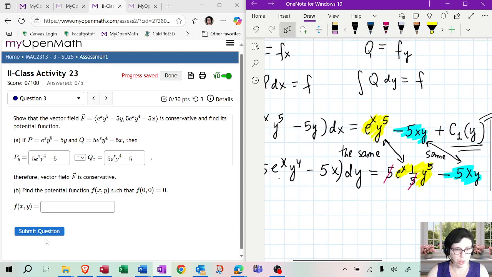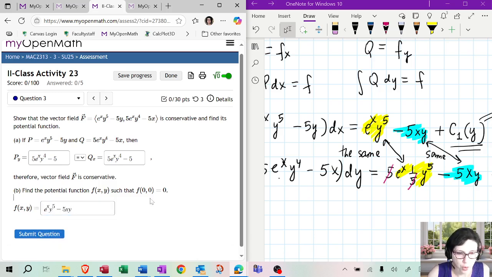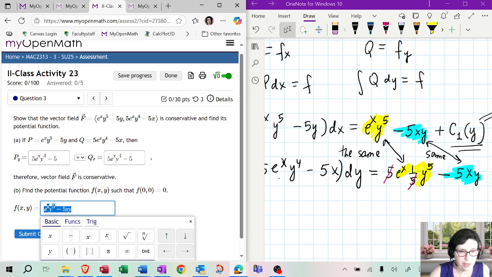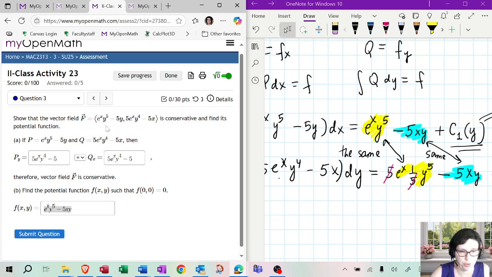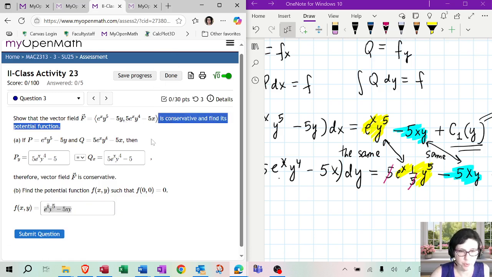So in conclusion, our potential is going to be e to the power x, y to the power 5, minus 5xy. I always encourage you to check your answer by taking and comparing what happens if I take the partial of this with respect to x. Do I get this component, the first component of the force? And if I take the partial derivative of this with respect to y, do I get the second component? And the answer is yes, so you did it right.